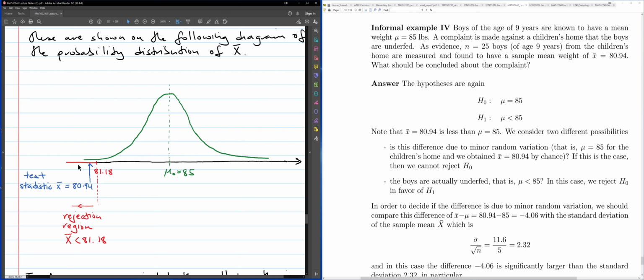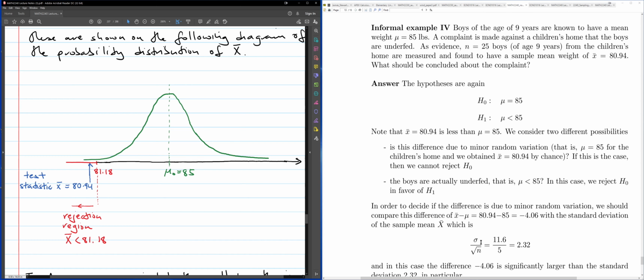The probability here is 0.05. So if you actually end up here and we get 80.94, it means that this assumption of 85 was wrong in the first place. So most likely this mu zero is not at 85. The actual population mean is probably somewhere over here, a little closer.